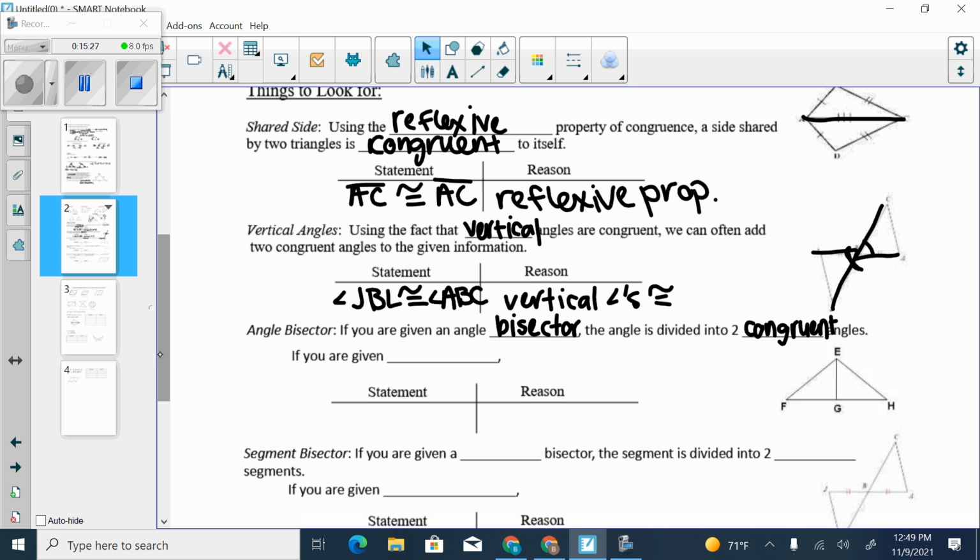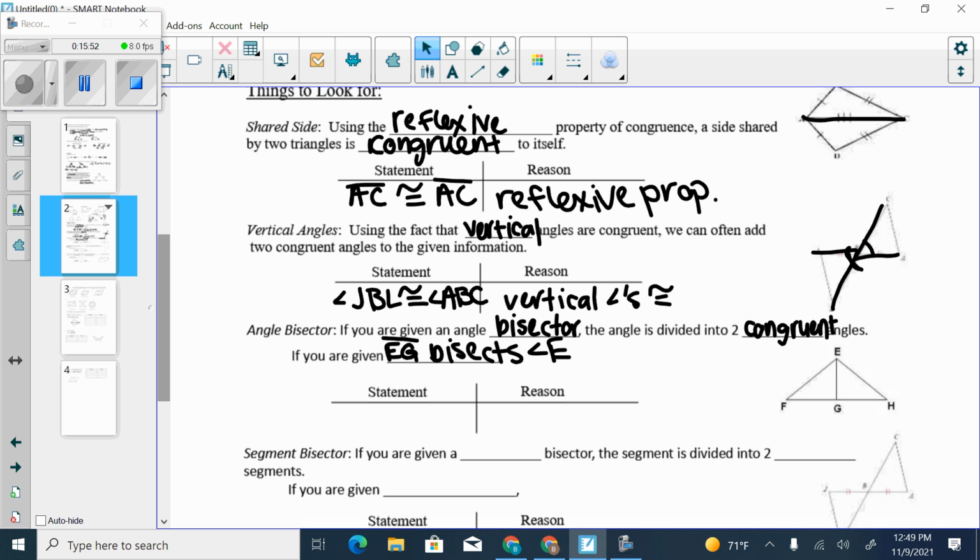So in this figure here, if they told you that line segment EG bisected the angle, they would say something like EG bisects angle E, and then beside it they would say given, right, if this was a proof.